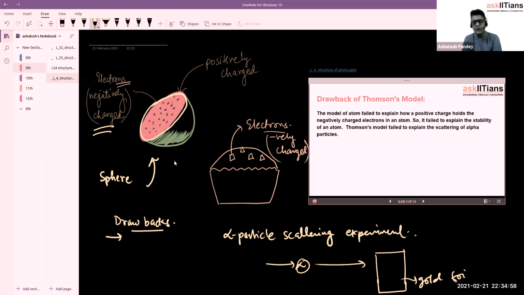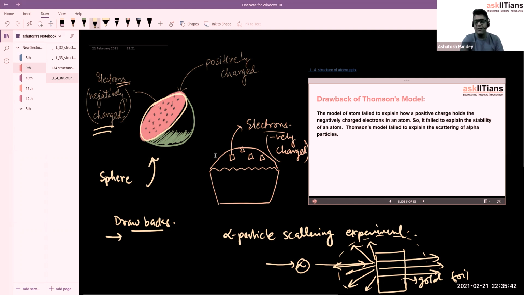very thin gold foil. And we'll observe some very interesting observations: most of the alpha particles pass undeflected, they just pass through the foil. Some of the alpha particles experience some deflection at some angle, and very few alpha particles retrace their path, coming back on the same path. We will have conclusions based on these observations, but Thomson's model was unable to explain this.